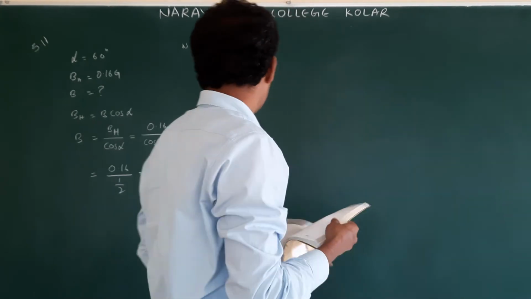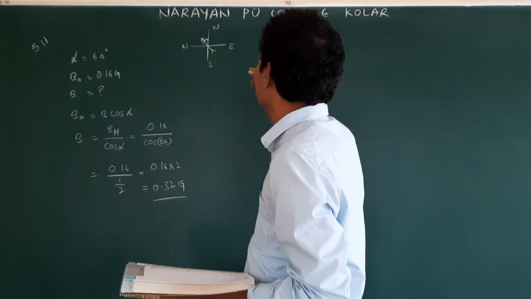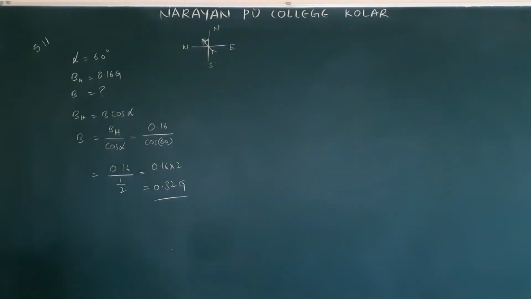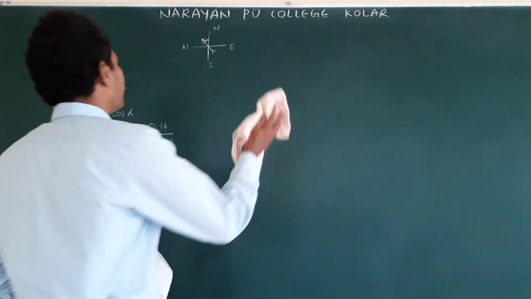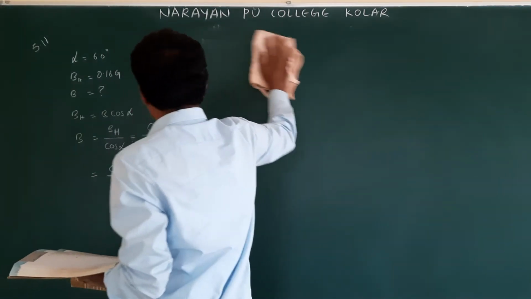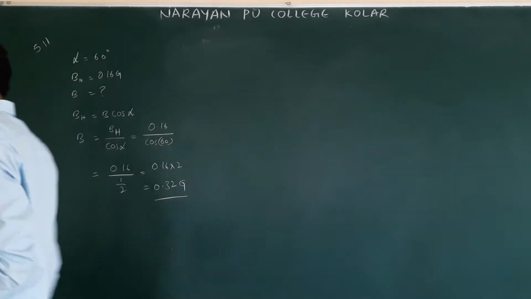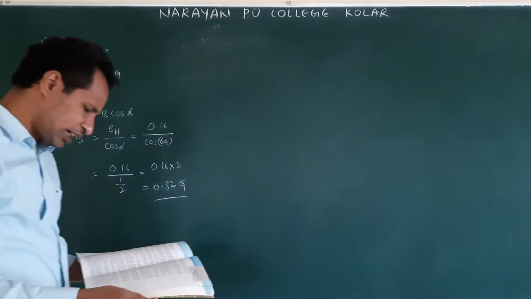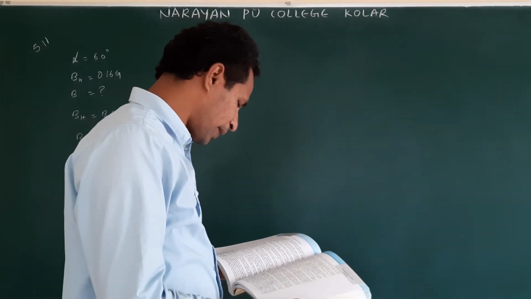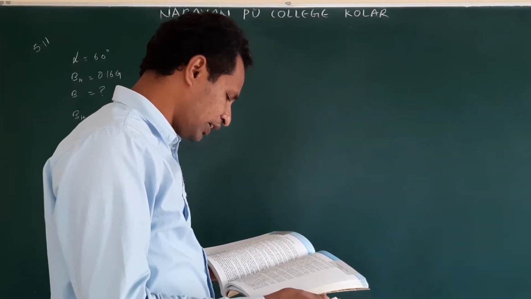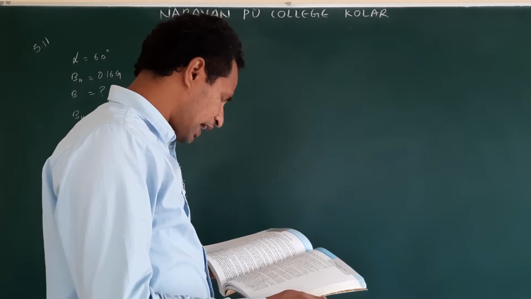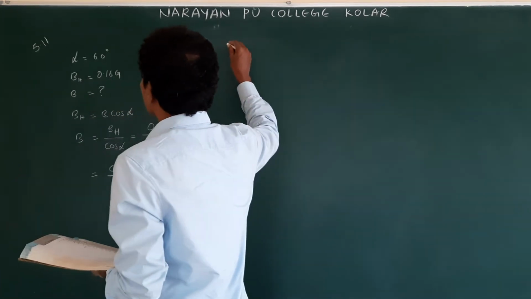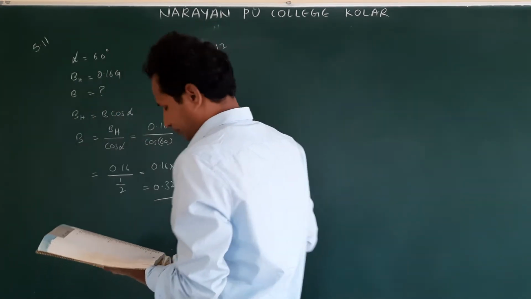Next, 12th problem. Next one is the 12th one. A short bar magnet has a magnetic moment 0.48 Joule per Tesla. Give the direction and magnitude of the magnetic field produced by the magnet at a distance of 10 cm from the center of the magnet, on the axis and the equatorial line. Okay, now this is the 12th problem.